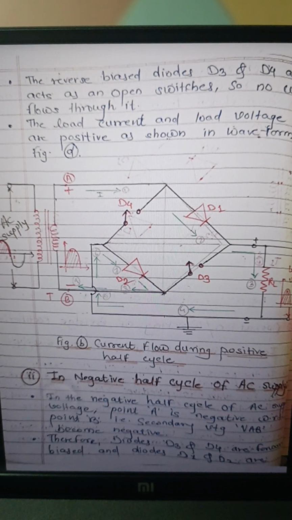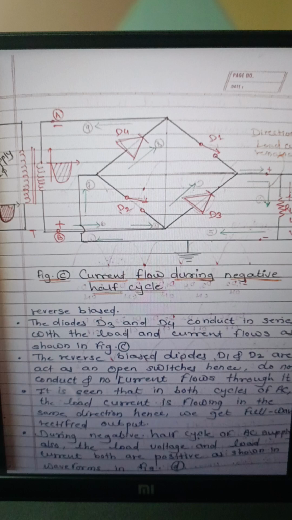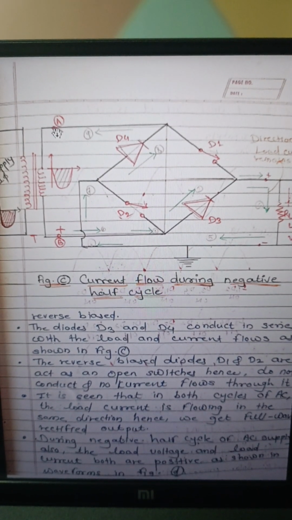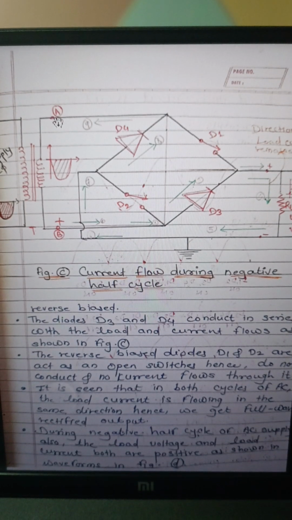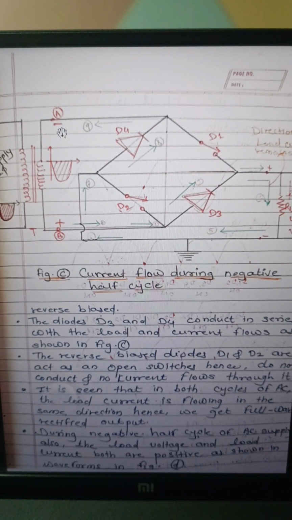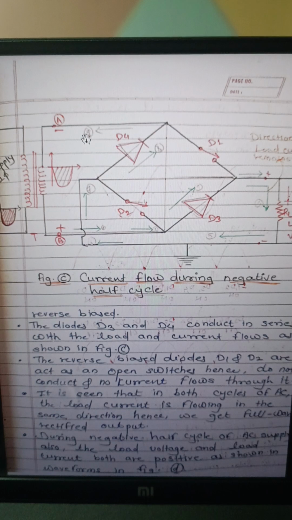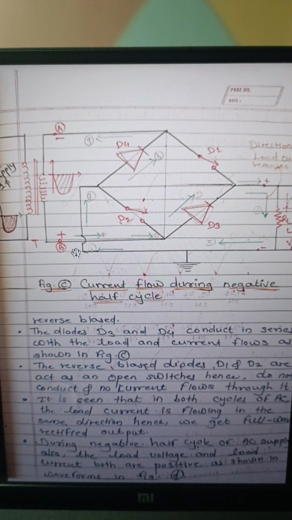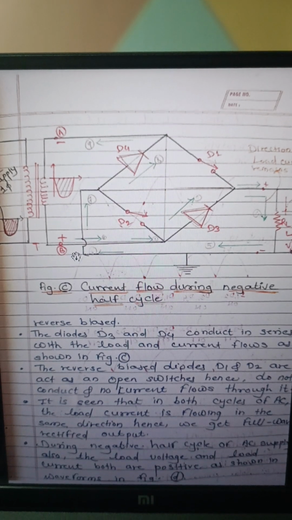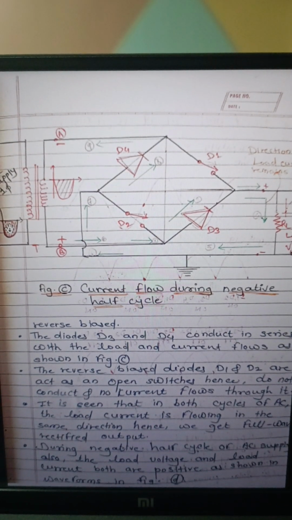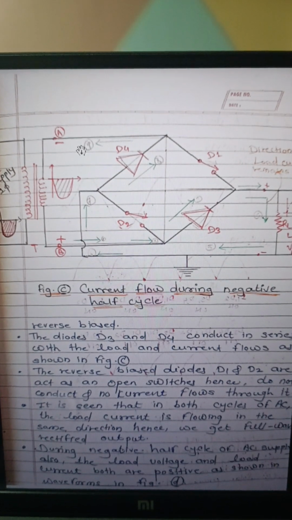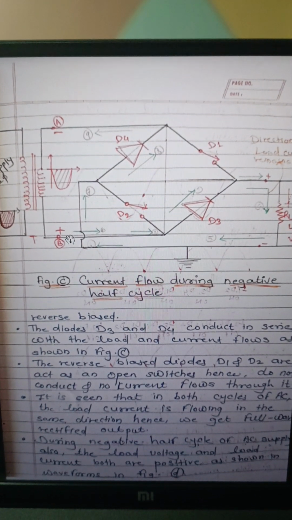So what happens in the negative half cycle? During the negative half cycle, again the same diagram, just make one change, that is point A is negative with respect to point B. Means the voltage at point A is negative and at point B is positive. So this is during the negative half cycle. Consider this negative half cycle: point A is negative, point B is positive.